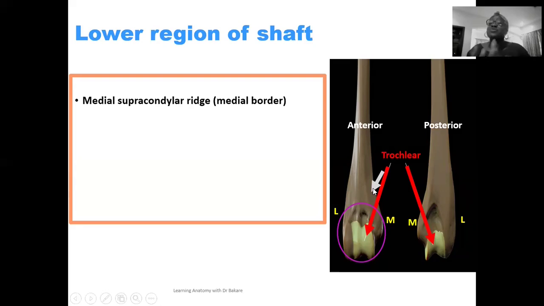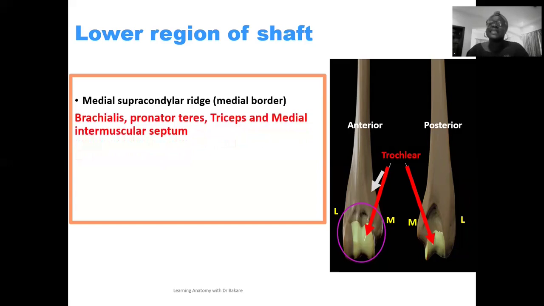We say that this ridge is created for the attachment of muscles, and these are the muscles that are connected to this region. These muscles include the brachialis, the pronator teres, and the triceps brachii muscle. It is also connected to the medial side of the intermuscular septum. The intermuscular septum is a septum that divides the muscles in the arm region, so it divides them into the anterior and the posterior compartments. And the medial region of this intermuscular septum is also connected to the medial supracondylar ridge.